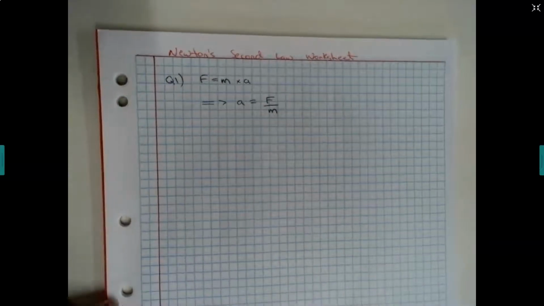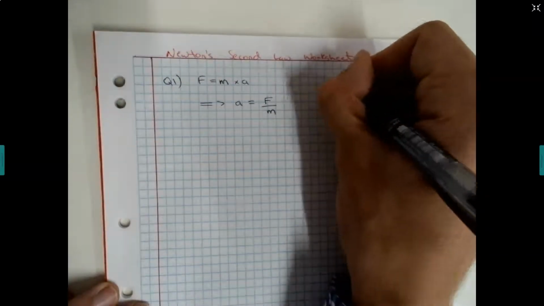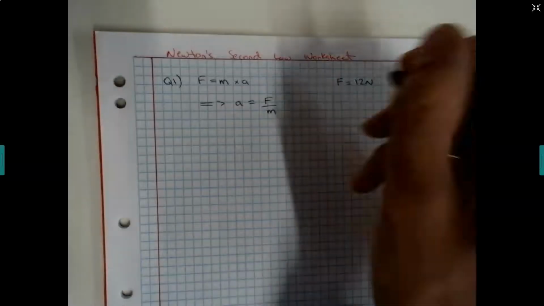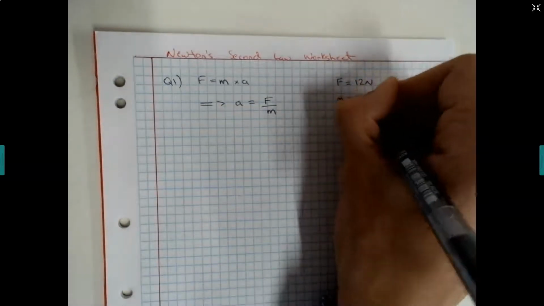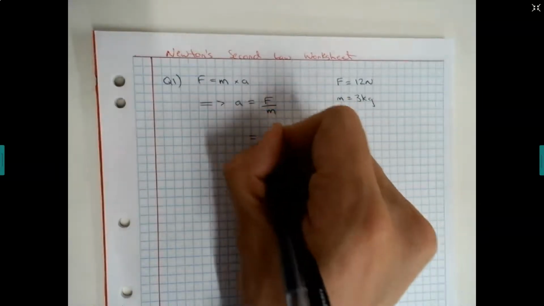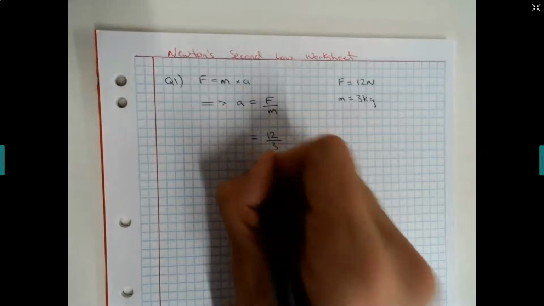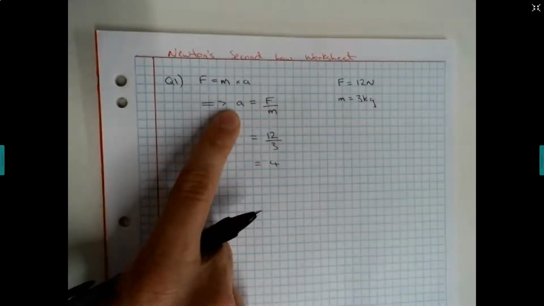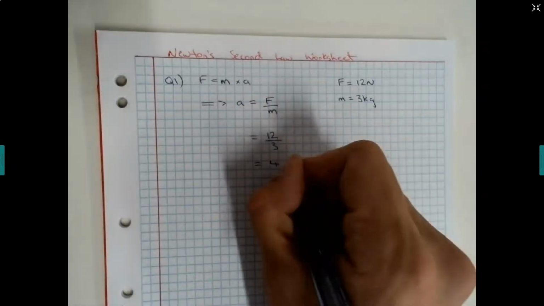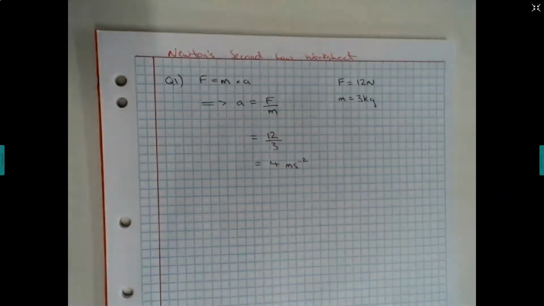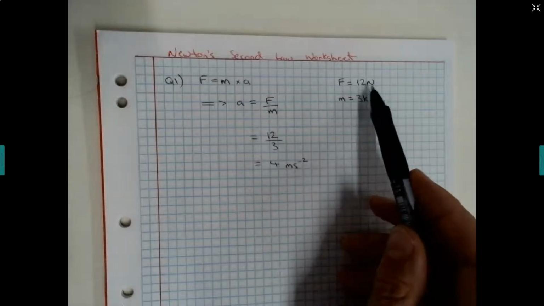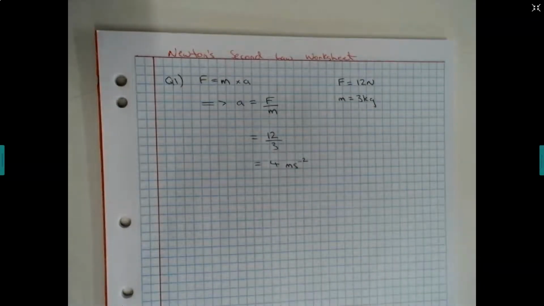You might just want to write the information they give you somewhere. They told us it was a 12 Newton force and the mass was 3 kilograms. So then it's just a matter of substituting the values in here, and you get 12 over 3, which is 4. The quantity that we're trying to find is acceleration, therefore the units will be meters per second squared. Now I said this a second ago, but the units will only be meters per second squared if force is in newtons and mass is in kilograms.